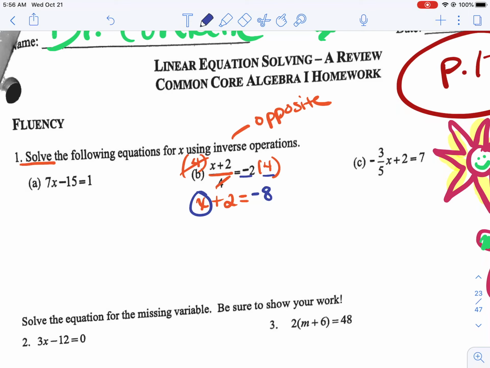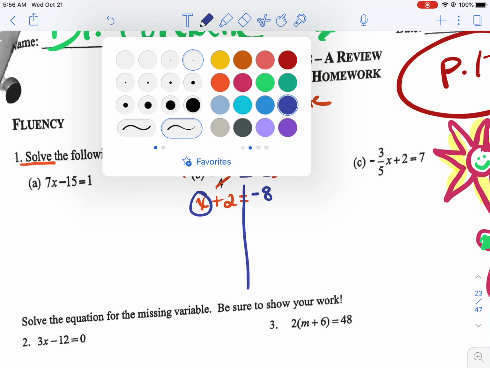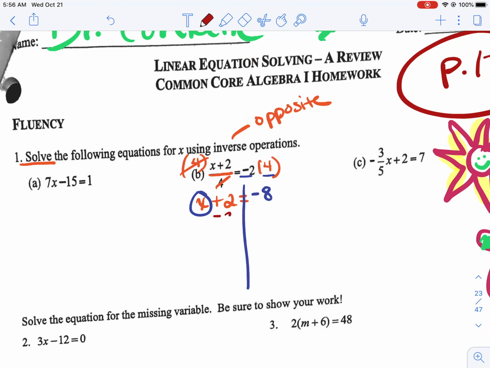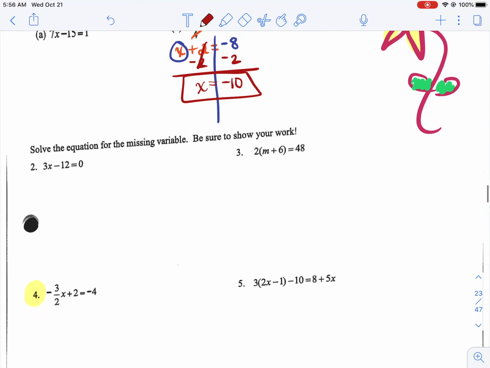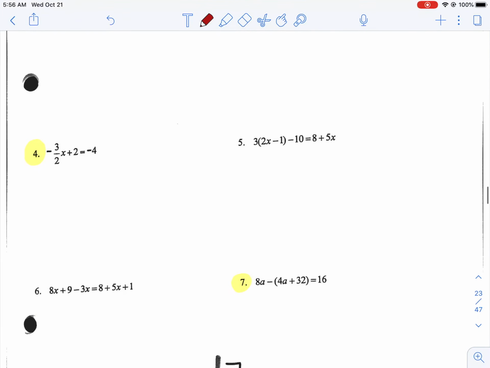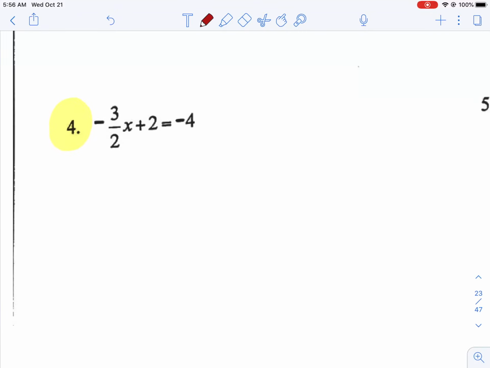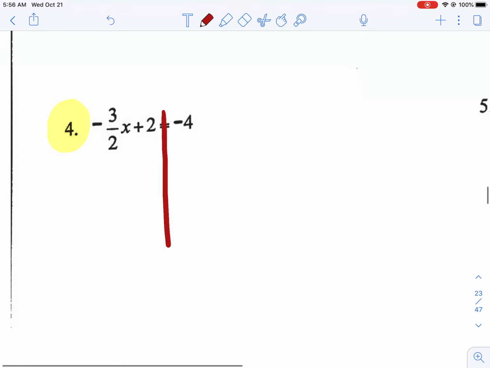Here's my x. I'm going to draw my line down the middle. I can get rid of a positive 2 by subtracting 2 from both sides. And when I do that, I have x equals negative 10. Okay, let's go down and we're going to do another fraction one. If I look down here at question 4, draw my line down the middle.